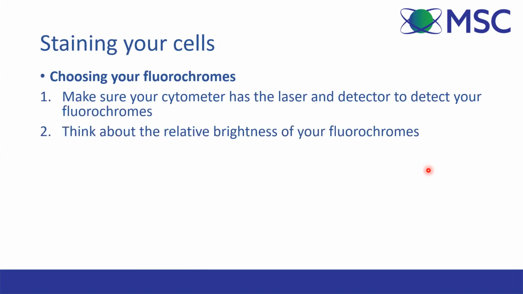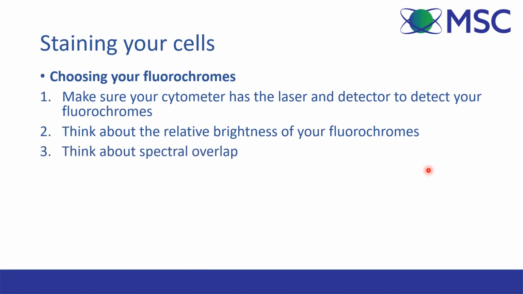That's very important. You must also think about the brightness of the fluorochrome. So the brightest fluorochrome, which is typically PE, should be used on a protein that has the lowest expression level, and vice versa, the dimmest fluorochrome should be used on the most highly expressed protein.